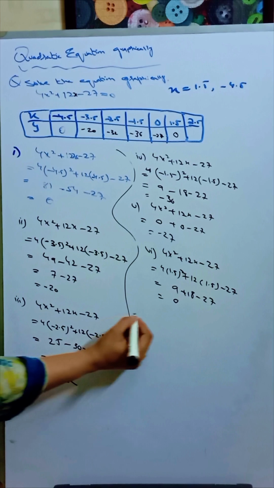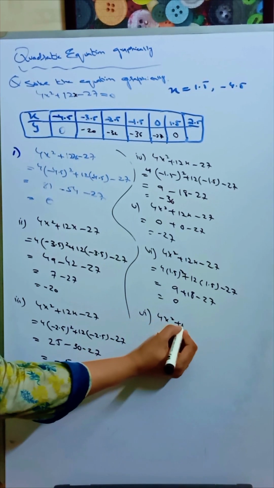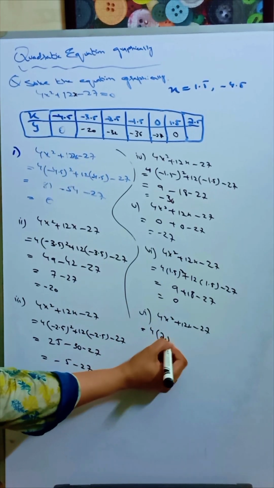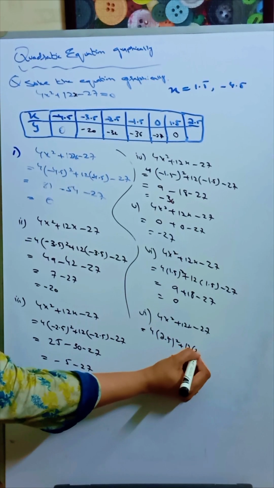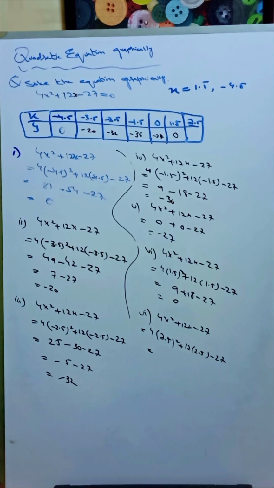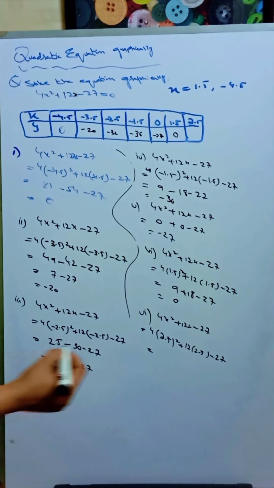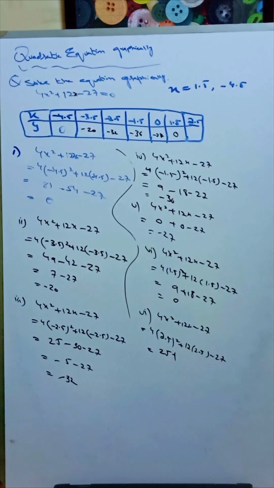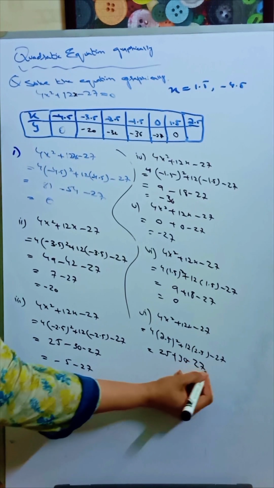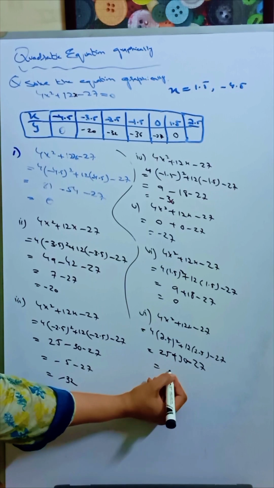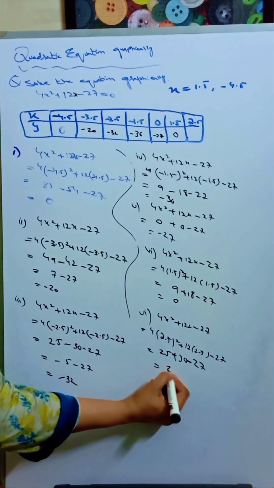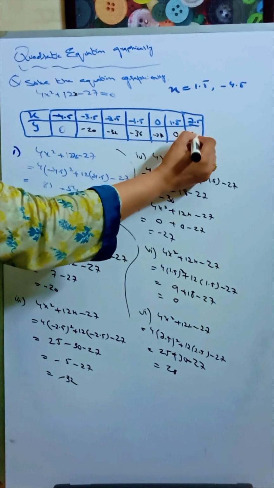Alright, now last, number 7. 4x² plus 12x minus 27. What do we have? 2.5 whole squared plus 12 times 2.5, minus 27. 2.5 whole squared times 4, answer is 25. 25 plus 2.5 multiplied by 12, answer is 30. Plus 30 minus 27. Now it becomes 55, 55 minus 27, what is the answer? 28. So at 2.5, its value y is 28.